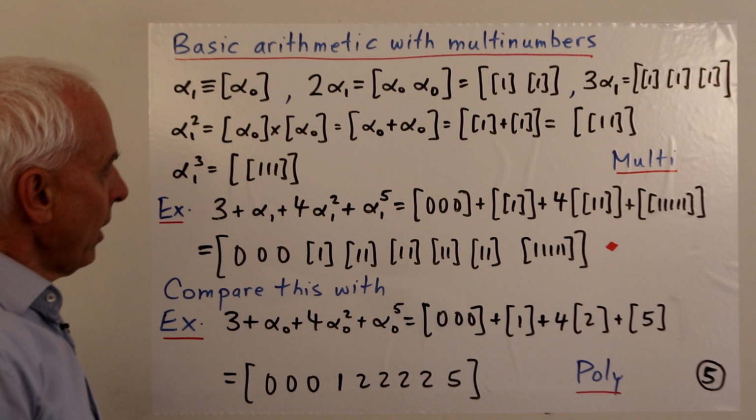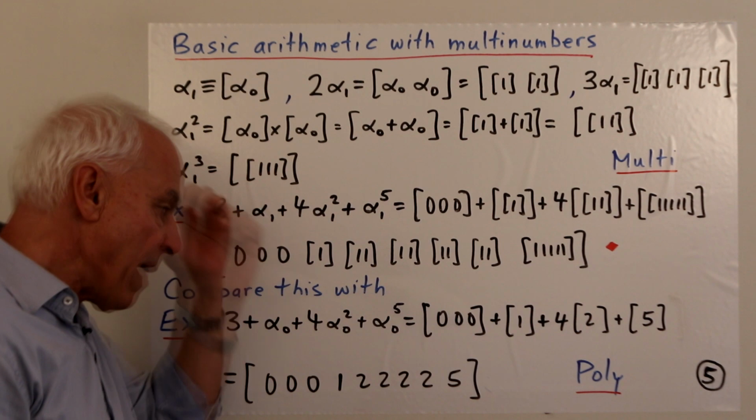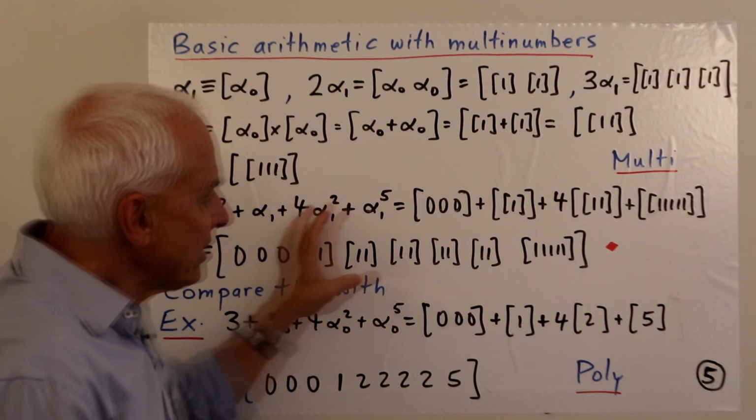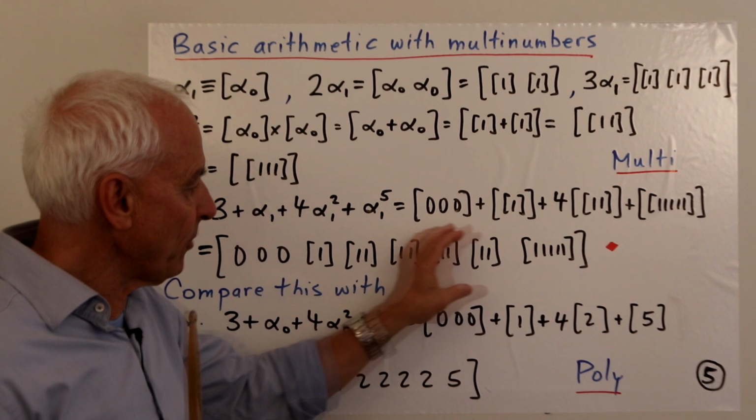So you see, in the world of polys, the natural numbers are occurring sort of in correspondence with powers of the alpha 0. Over here in the multi-world, when we're looking at alpha 1 and polynomials in alpha 1, we're always staying within a framework that just involves the number 1. Okay, we're not getting 2s and 3s and so on. This is just in terms of number 1s.